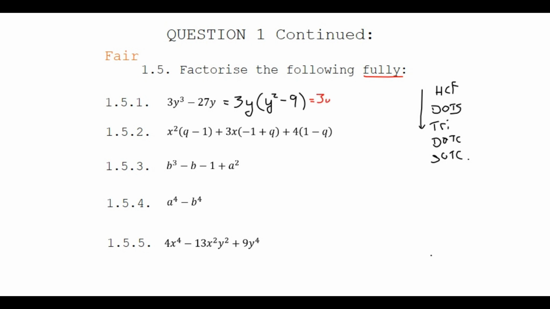So we have 3y, bracket, bracket, bracket, bracket, plus, minus, y, 3 and y, 3. Can we take that further? No, we can't. Boom, we're done. Alright, next one we have another highest common factor, and now we start seeing brackets that are common.